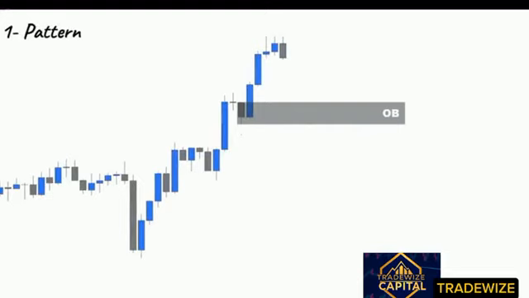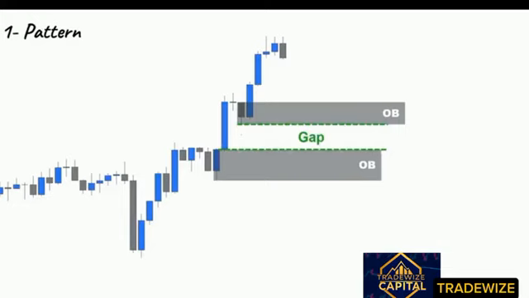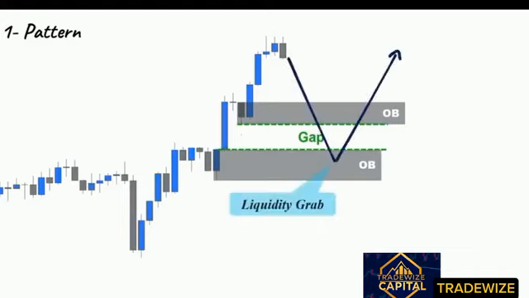But looking at the left side, we can spot this gap between the candles, precisely below the first order block, and another valid order block zone here. Now, there is a high chance for the price to come and fill the gap, grab the liquidity below the first order block, and continue pushing up when it taps into the second order block.